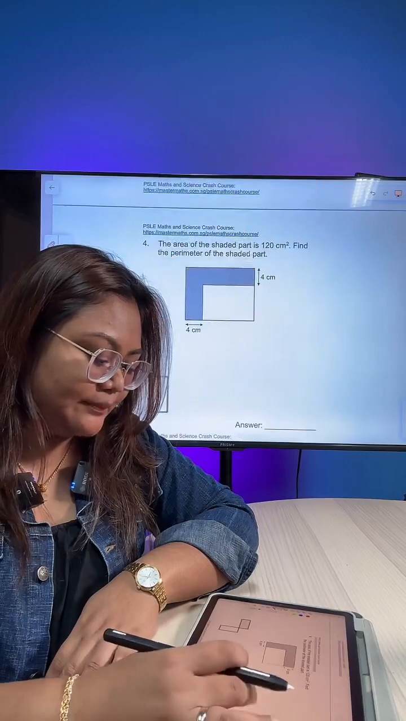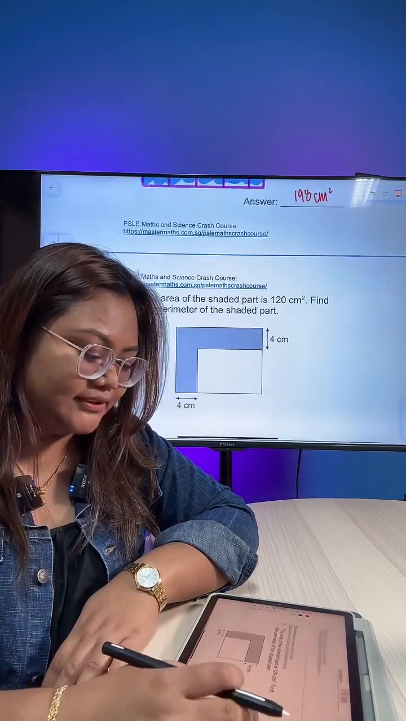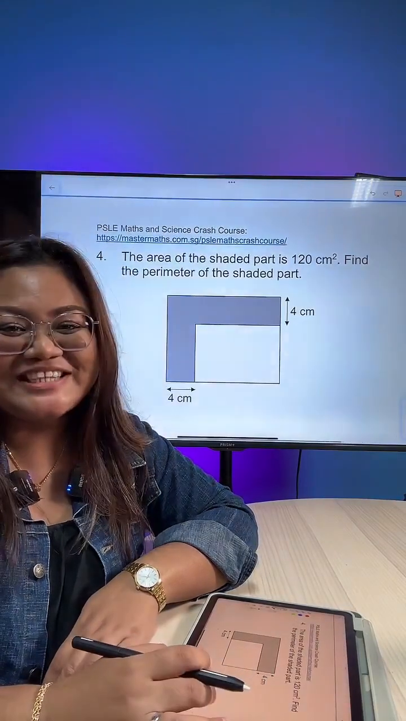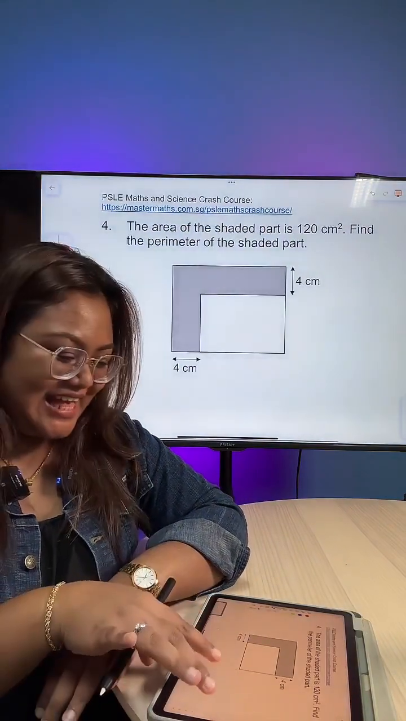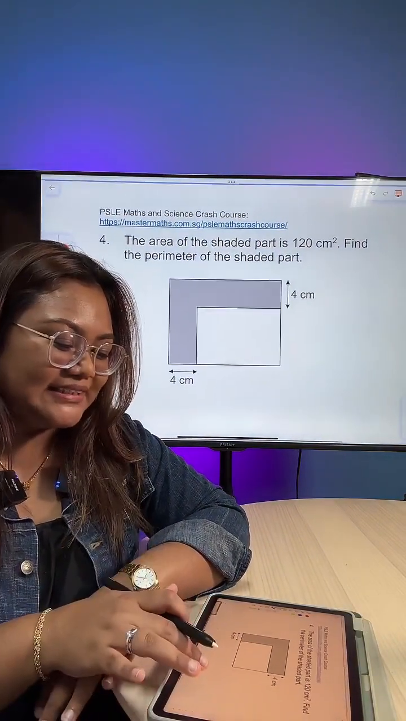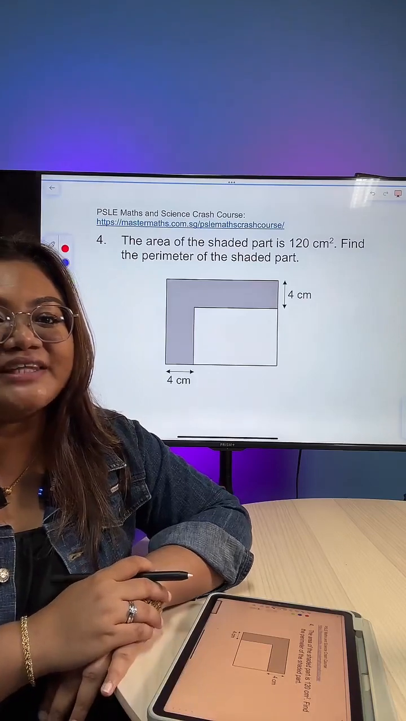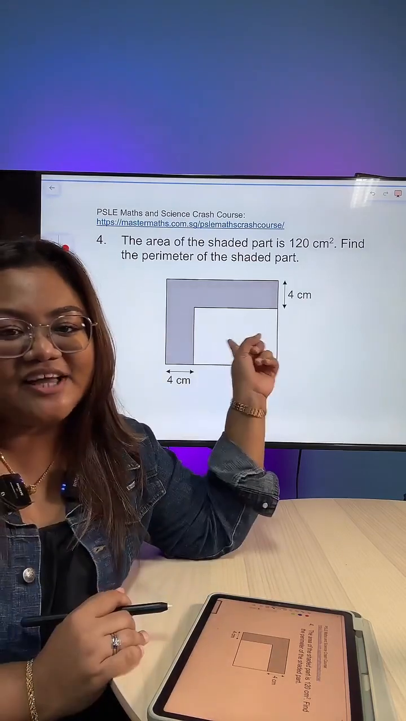All right, next question, number 4. The area of the shaded part is 120 cm squared. Find the perimeter of the shaded part. This one has perimeter.